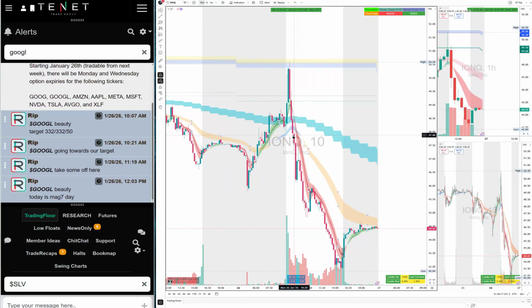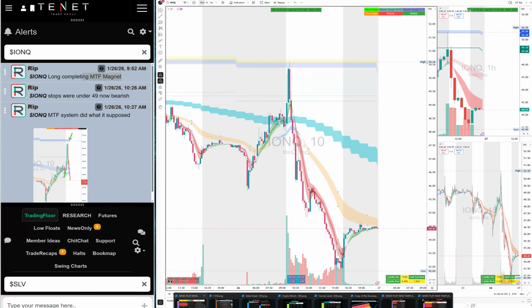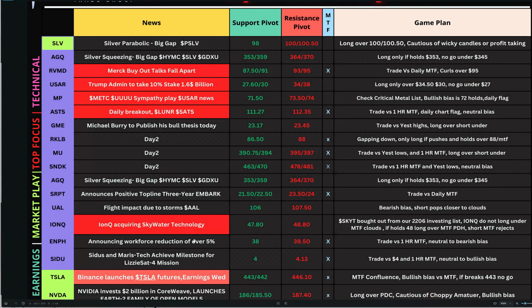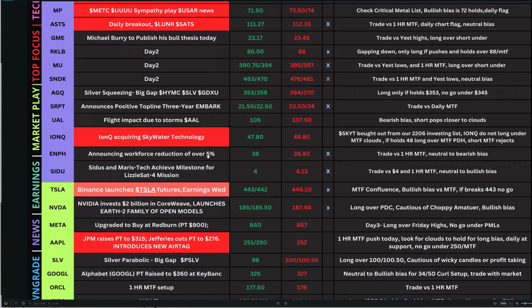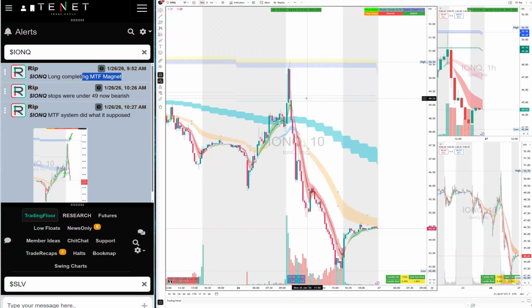So IONQ, what did it do? Pushed right into the MTF. It was a long into the MTF, completing the MTF magnet. MTF reject. Boom. Short. MTF break. Short. All the way. So you see the power of the MTF clouds right here. What I said in the pre-market planning, you see IONQ short the MTF rejects. So that's the beauty of the system, the beauty of Ripster Cloud.